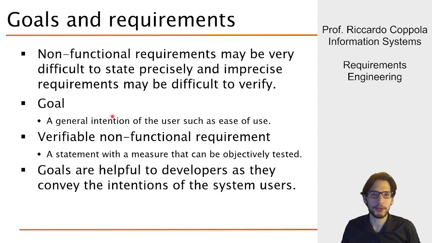The measure will be some metric that will allow me to quantify if that requirement has been implemented or not. So I have on one side the goal, which is a higher level requirement that can help me interpret what are my lower level, smaller requirements. On the other hand, I have some measures that can be verified, that can be specifically and objectively tested.